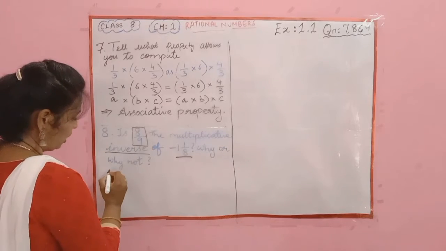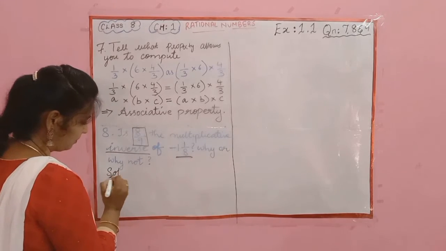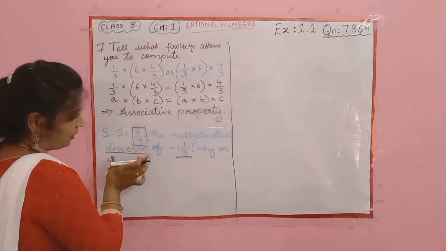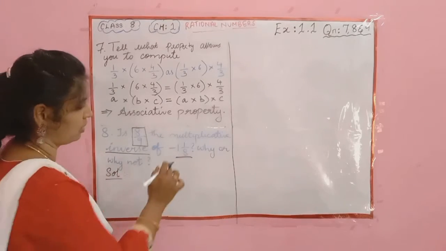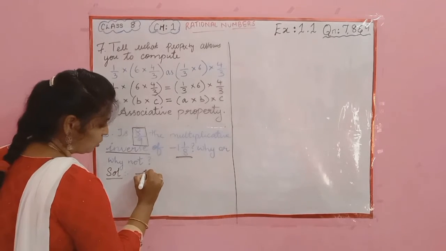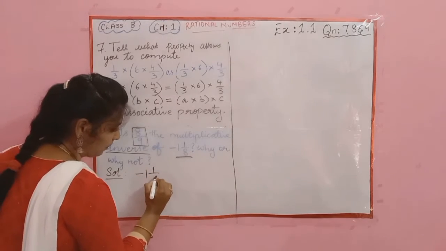So here solution. Okay, so first I am going to find the improper fraction. So this is minus 1 1 by 8.